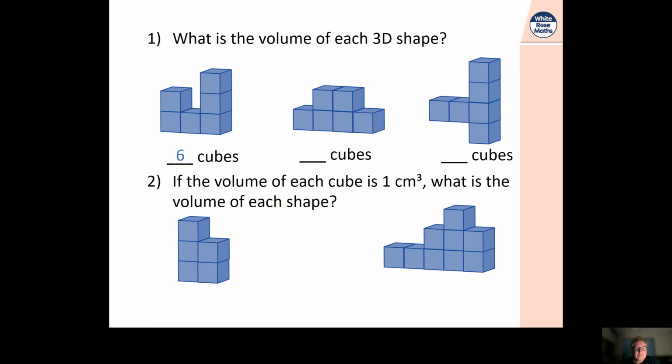The 6 cubes. So if you were a little bit stuck, 1, 2, 3, 4, 5, 6, I reckon you could probably pause the video looking at that one and do the other 2. If you were absolutely fine with that one, let's move on. 6. What's the last one going to be? 6. So what can we say about each of these 3 shapes? Equal, same, equivalent.